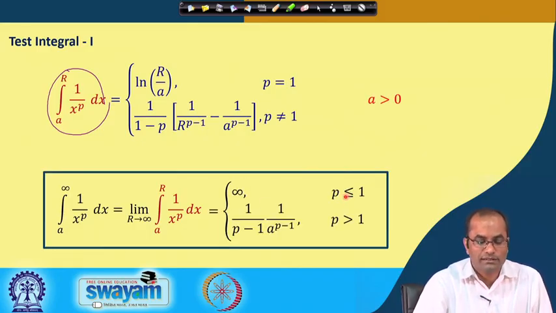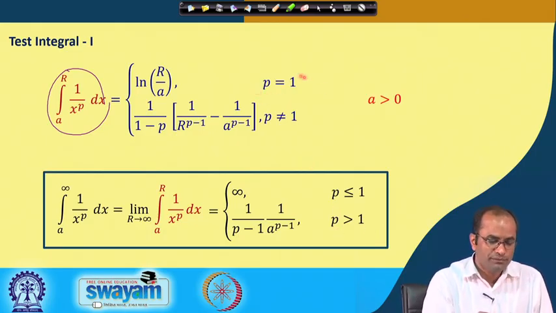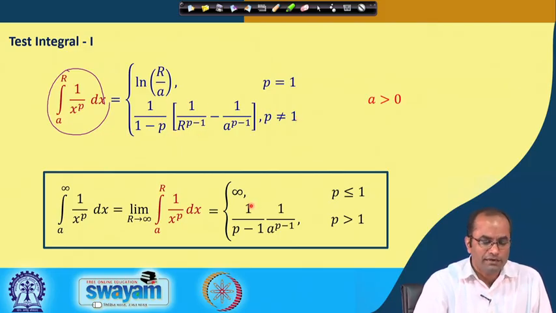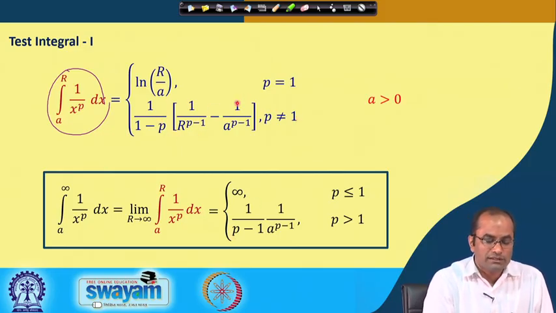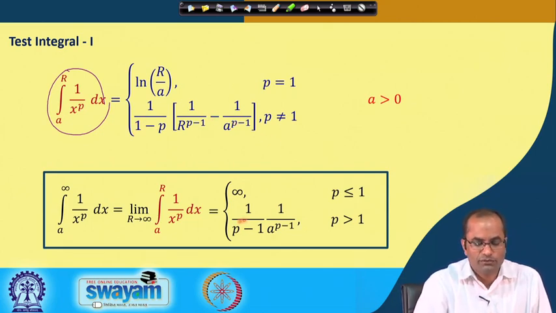When p is less than or equal to 1, the value of this integral is infinity, the integral diverges, and when p is greater than 1, this term will vanish, and we have 1 over a power p minus 1, and this minus sign we have adjusted here to have p minus 1. So, in that case the value is 1 over p minus 1 times 1 over a power p minus 1, for p greater than 1.